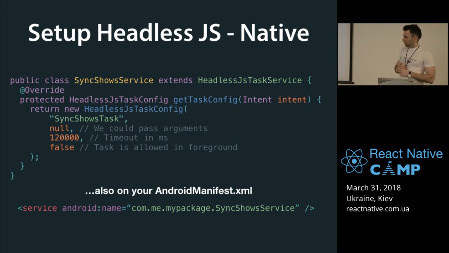And then there is this flag about whether the task is allowed in the foreground. This is pretty confusing for me in the docs, because if you run that service while you are using the app, it might slow down the UI. So you might say, okay, I don't care, or I care. You have to check it out. By default, it's false. You can set it to true. And of course, because it's Android, if you want to run code in the background, you need to add that line to your Android manifest.